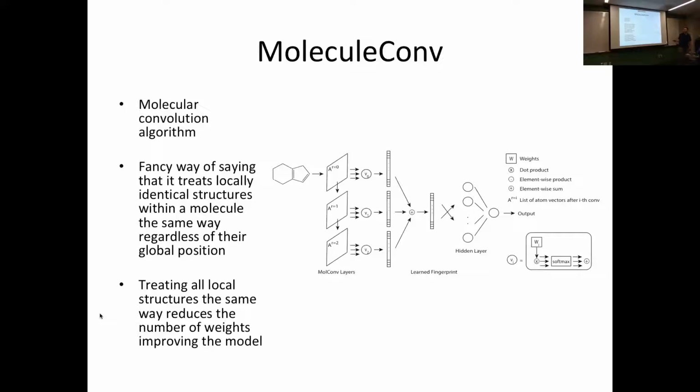So one of the techniques developed by Kei Hong in our group is this molecular convolution algorithm, which is a fancy way of saying that it treats locally identical structures within the molecule the same way, regardless of where they're located within the molecule, which makes sense, and it's sort of the way it should be. What this essentially does is it drastically reduces the number of parameters in the neural net that you have to care about, which makes it easier to train.